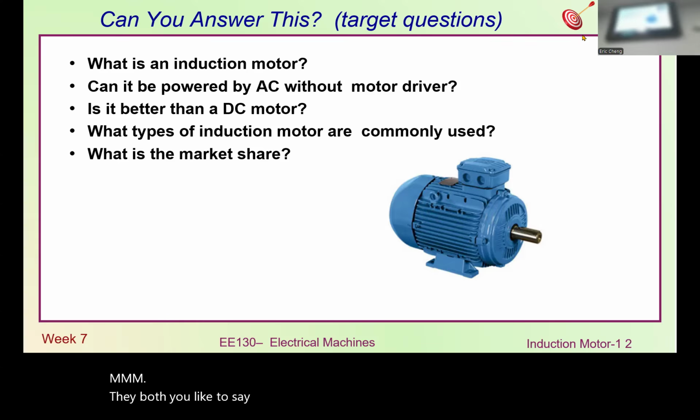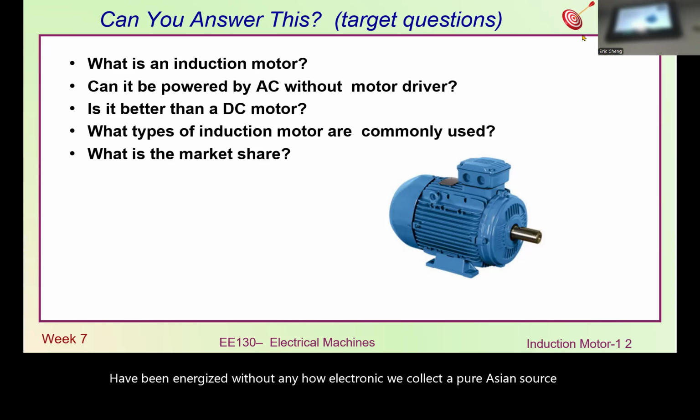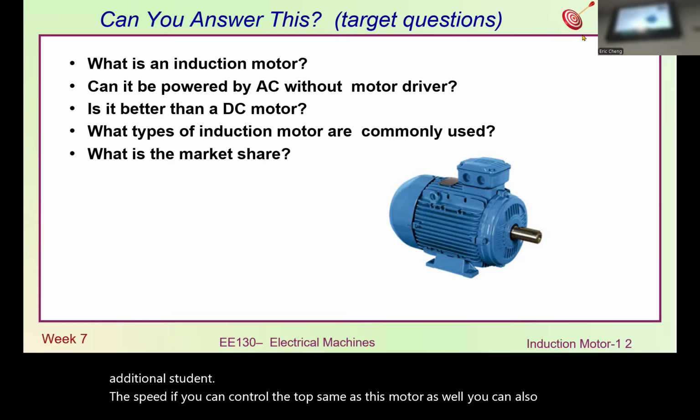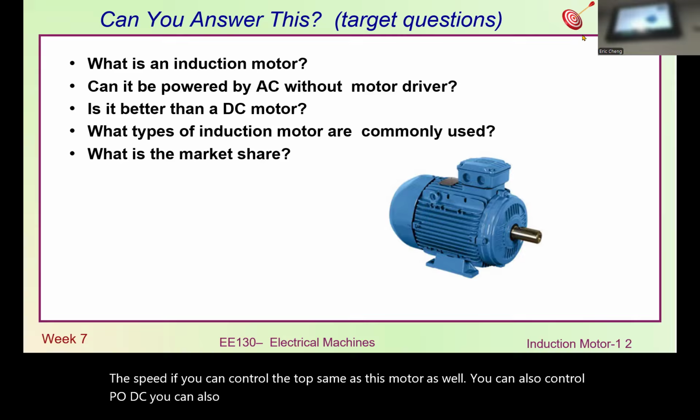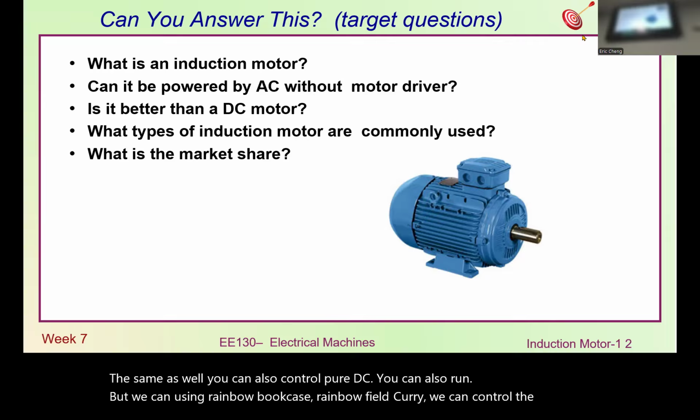Were AC motors used before power electronics, or do we still use them with power electronics? Both AC motors and DC motors were already there before we had power electronics, because both of them can be energized without any power electronics. We connect a pure AC source to an induction motor and it still runs. Of course, we need power electronics for more control. We can control the speed and the torque. Same as the DC motor as well. You can also run it on pure DC, but we can use variable voltage and variable field current to control the torque and the speed.